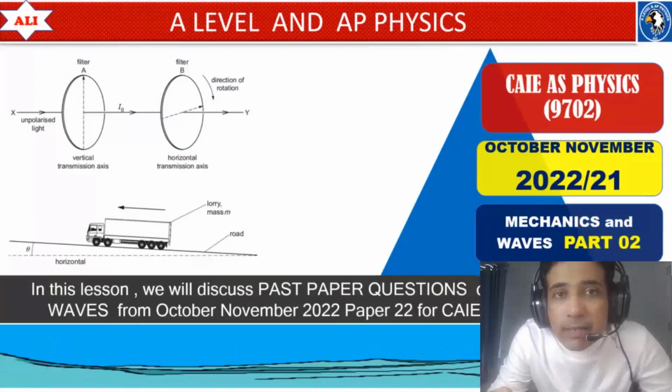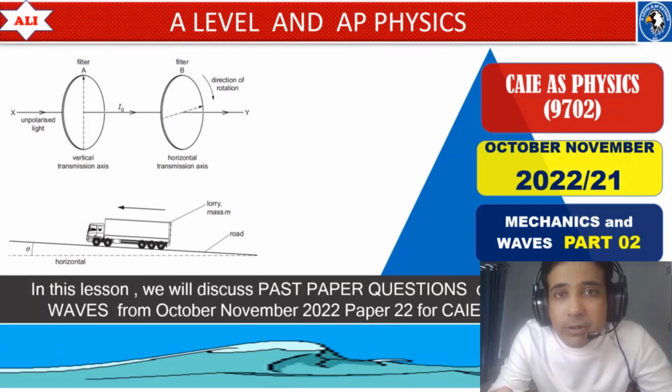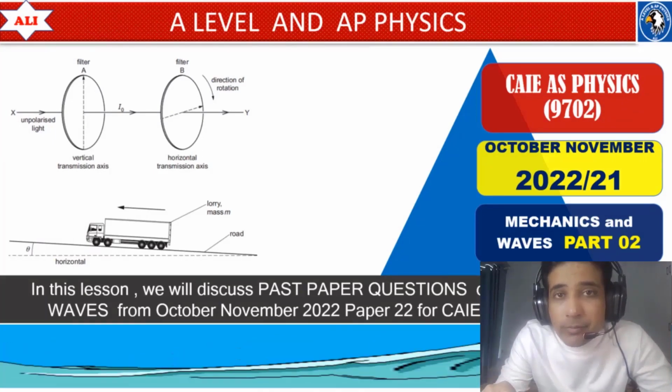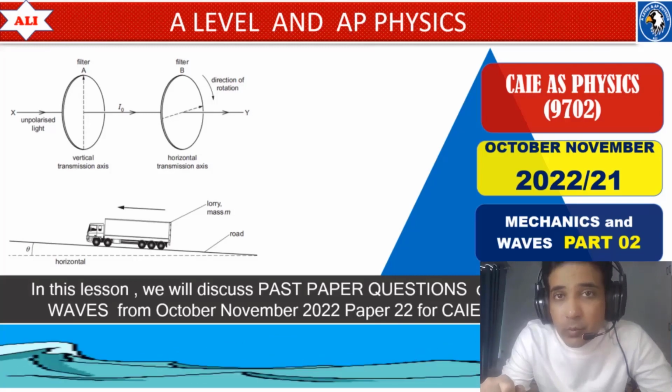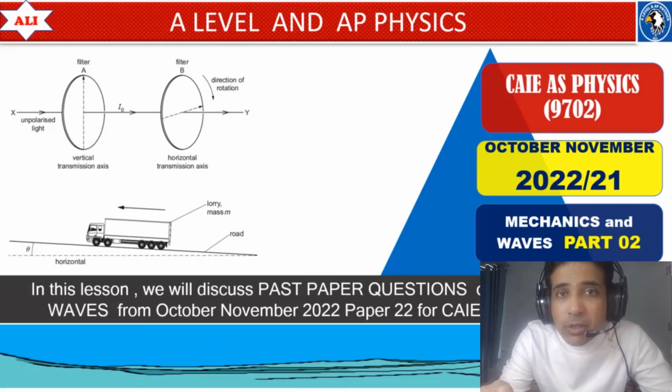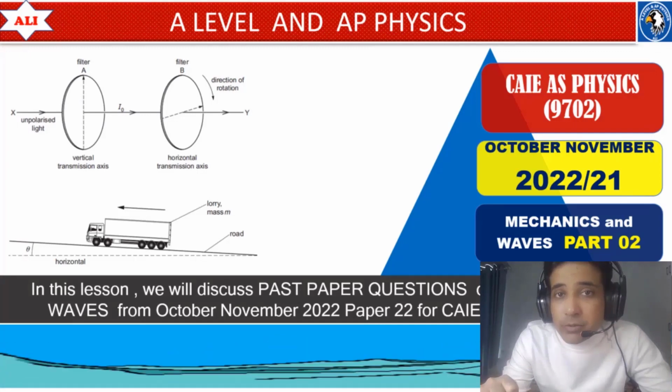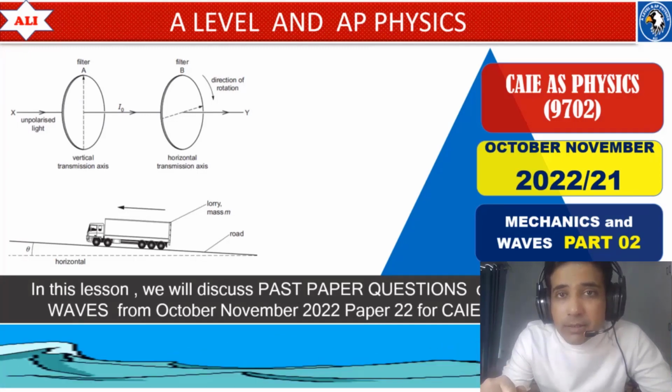Welcome to A-Level and AP Physics. In today's lesson, we will discuss past paper questions on mechanics and waves from November 2022, paper 2, variant 1. In this lesson, as always, we will discuss these questions in detail so you can improve your conceptual understanding of these topics, and also you can have better understanding of these questions. Let's study together. Let's improve together.